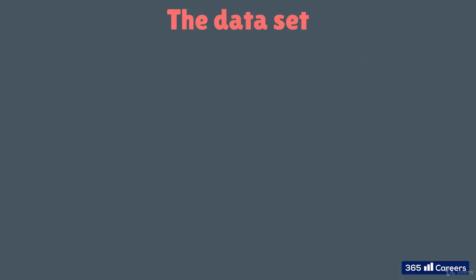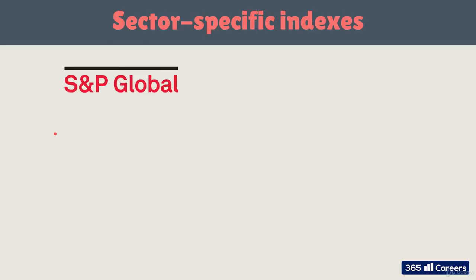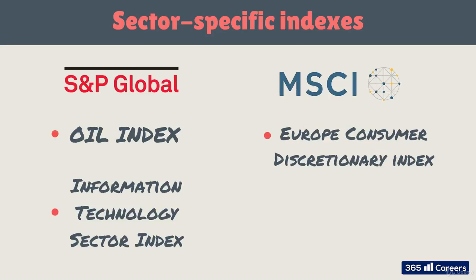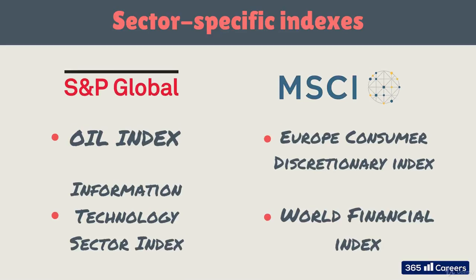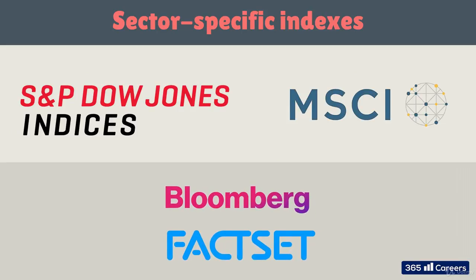In addition, we should remember that there are specific sector indexes that can be used to benchmark performance within an industrial sector across different regional or global stock markets. For example, S&P Global Oil Index, S&P Global Information Technology Sector Index, Europe Consumer Discretionary Index by MSCI, World Financial Index by MSCI, and so on. S&P Dow Jones and MSCI, among others, are two major providers of such stock market indexes, and the data sets can be fed into your spreadsheets from sources like Bloomberg and FactSet.